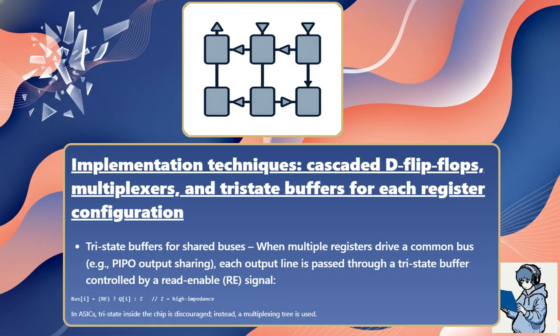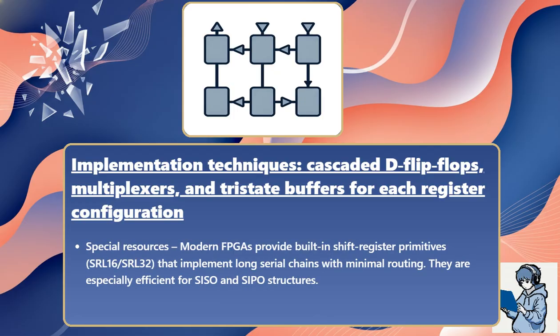Tri-state buffers for shared buses. When multiple registers drive a common bus, for example PIPO output sharing, each output line is passed through a tri-state buffer controlled by a read enable signal. Bus(I) = if read_enable then Q(I) else Z, where Z is high impedance. In ASICs, tri-state inside the chip is discouraged; instead a multiplexing tree is used. Special resources. Modern FPGAs provide built-in shift register primitives, SRL16 and SRL32, that implement long serial chains with minimal routing. They are especially efficient for SISO and SIPO structures.